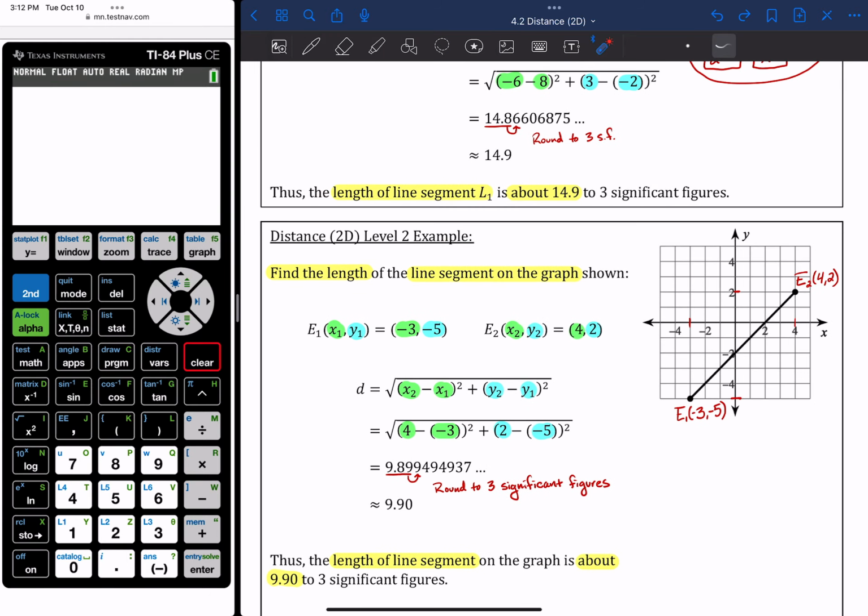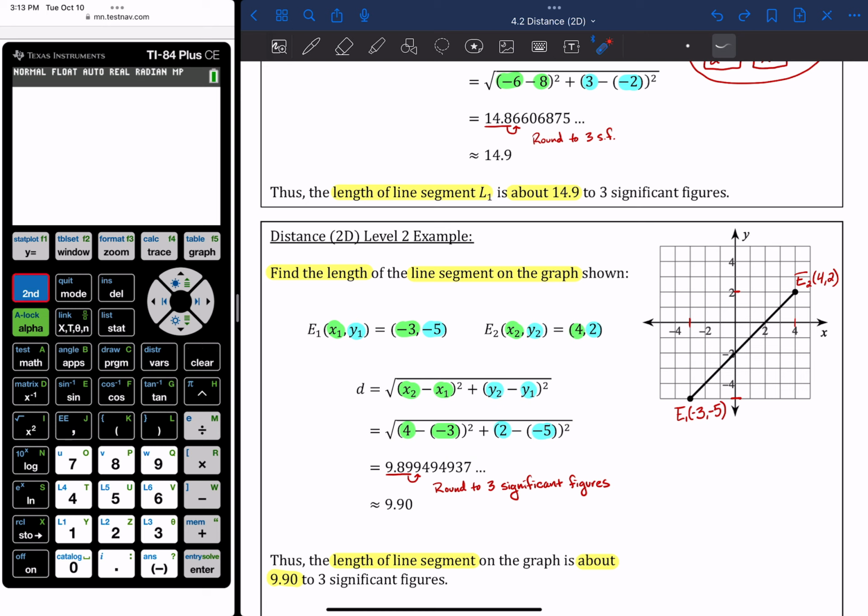Now I can use my formula. As you can see right here, I like to label my points again, so I really am organizing everything. I'm not making a mess, and I don't make a mistake. So using the formula for distance, I plug in x2 as 4, x1 as -3, y2 as 2, and y1 as -5. So I have everything. I can now put in my calculator and get the distance between these two endpoints.